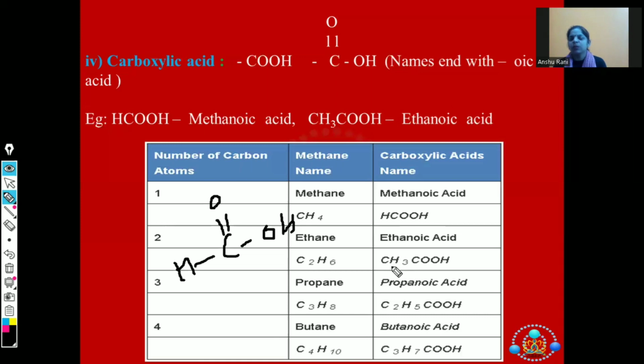Then you have eth plus ane plus oic acid. Ethanoic acid is having common name acetic acid. Methanoic acid you can find in the ant sting. Ethanoic acid you can find in vinegar.